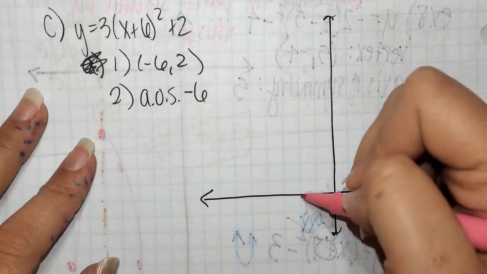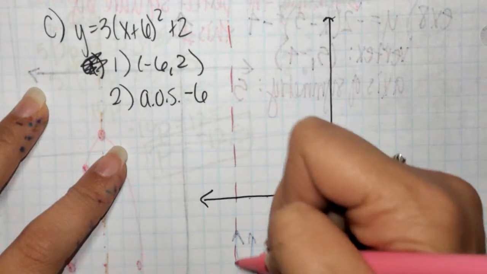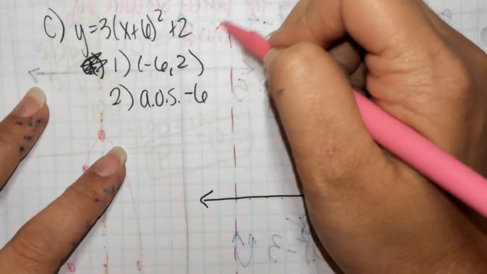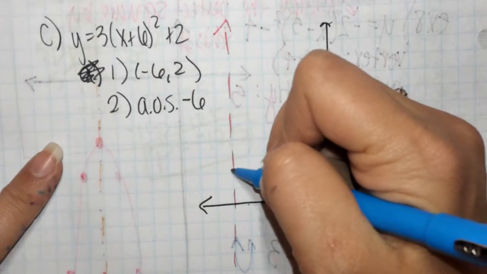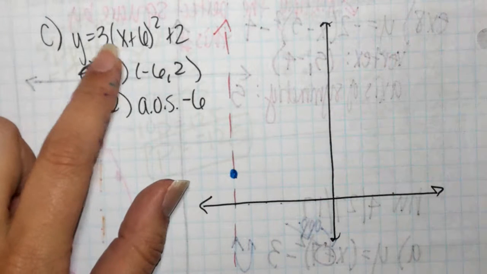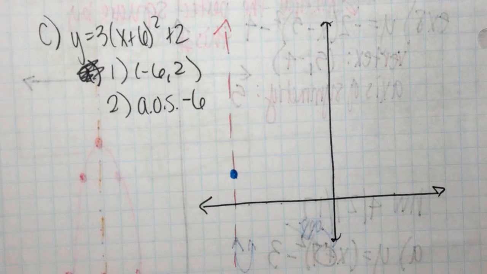So I'm going to go left 1, 2, 3, 4, 5, 6, and draw a line like this. And where's my vertex? Go left 2, up 2. Now this is positive, so am I going to go up or down? Up. But there's a 3 out front. We did talk yesterday about how to do it.